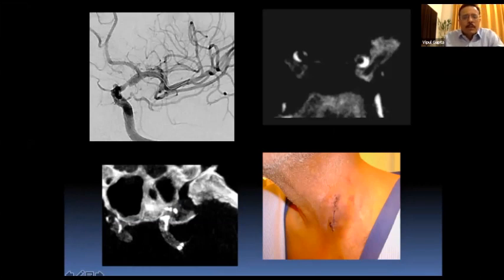We placed a Wingspan stent, but the stent wouldn't open up completely. And that's the reason, when you do a CT scan, what you see is an eccentric dense calcification. You can see there, that's the Wingspan, but the patient did very well. His symptoms disappeared. He was crazily happy. And in this case, we got a surgical closure of the puncture site done.